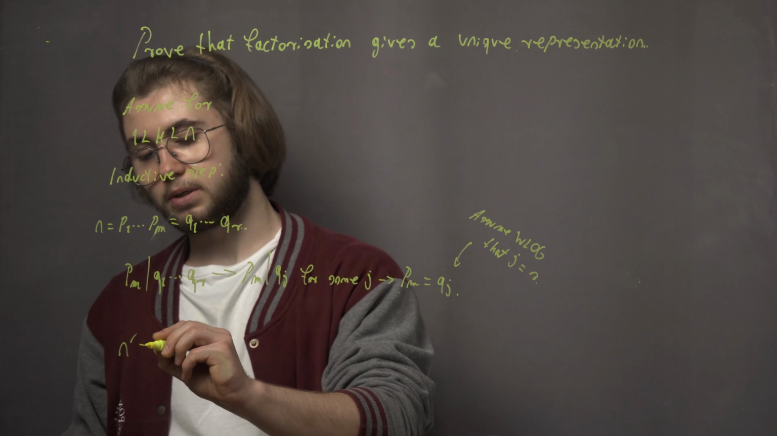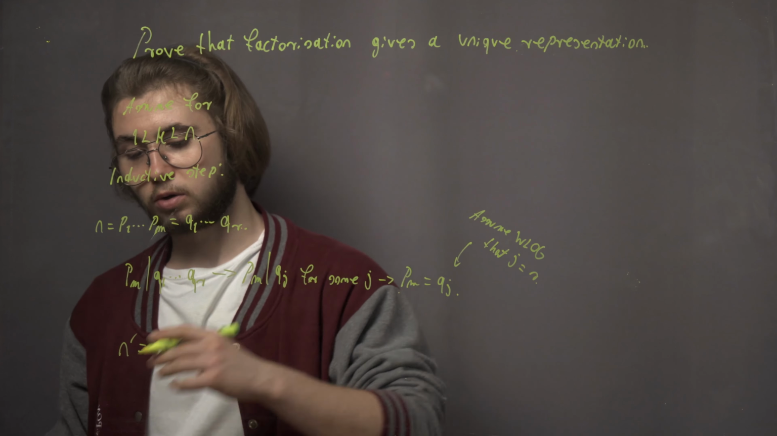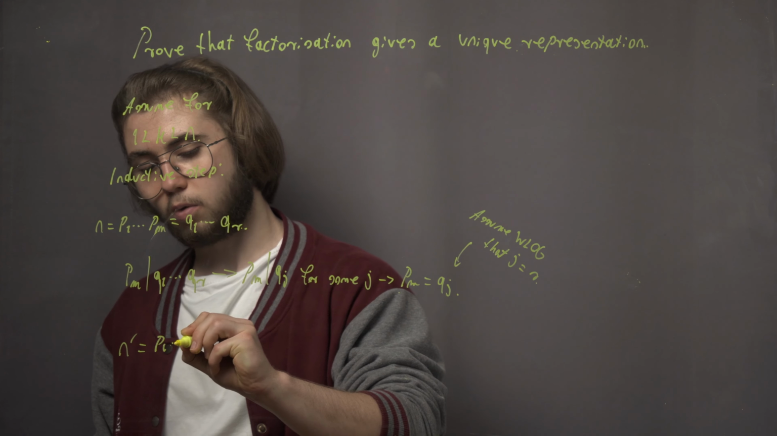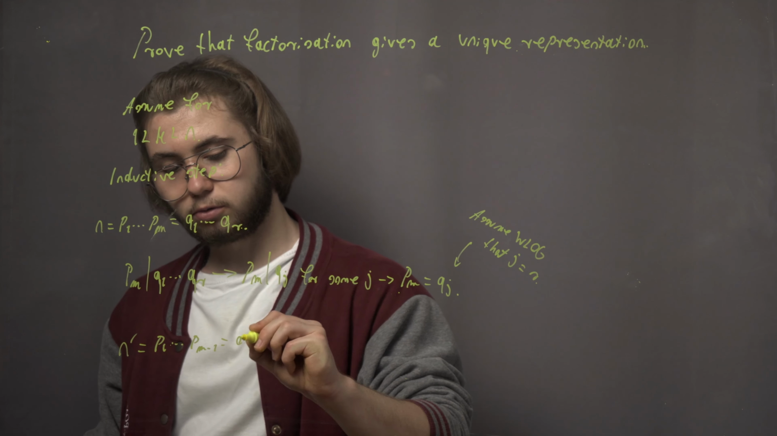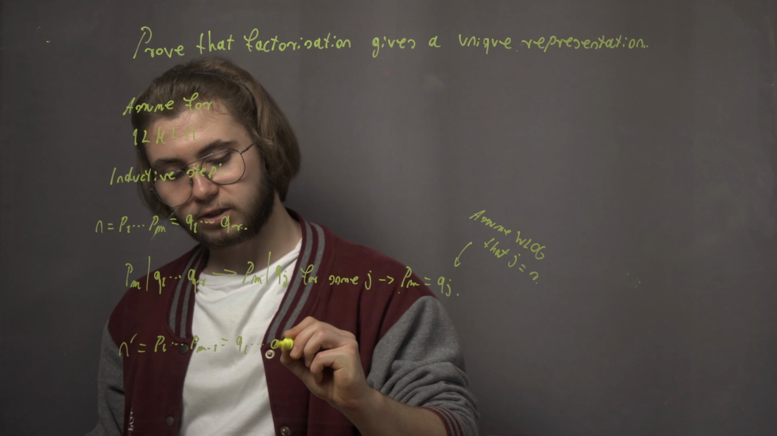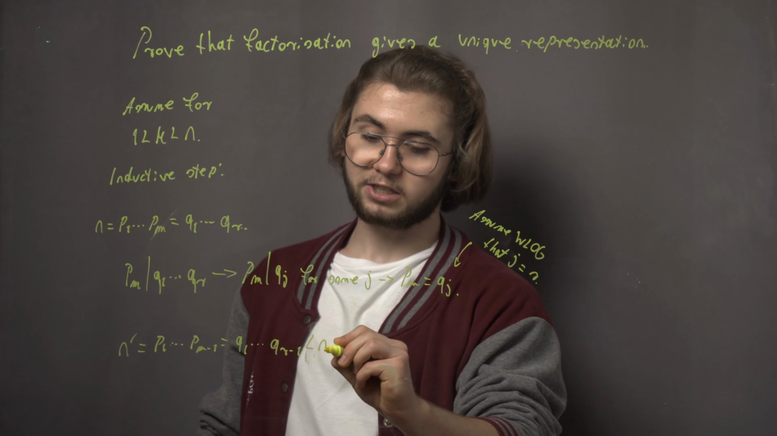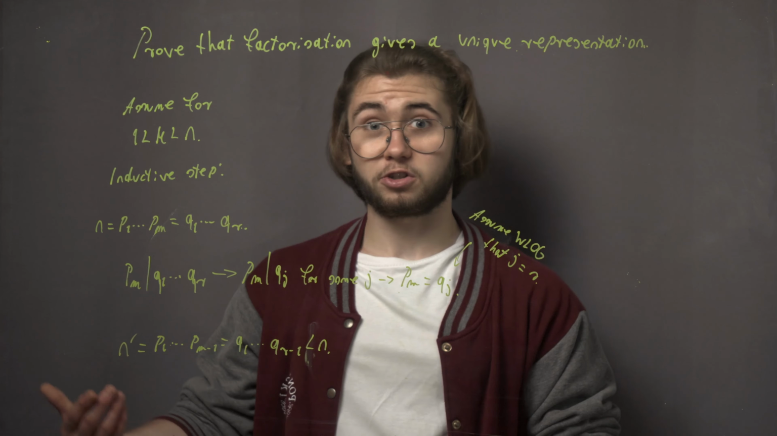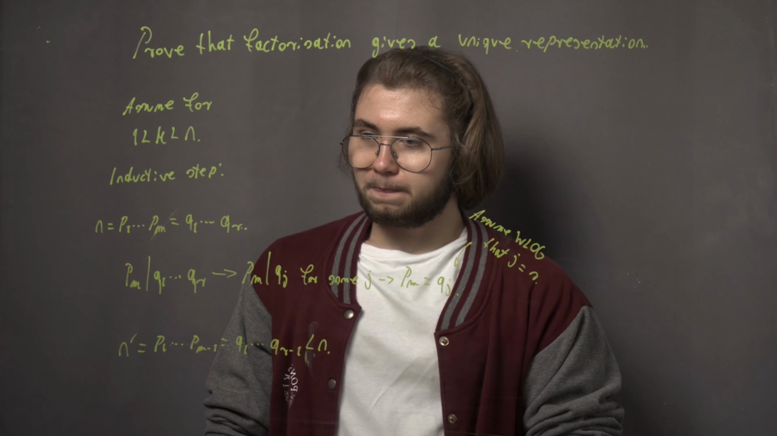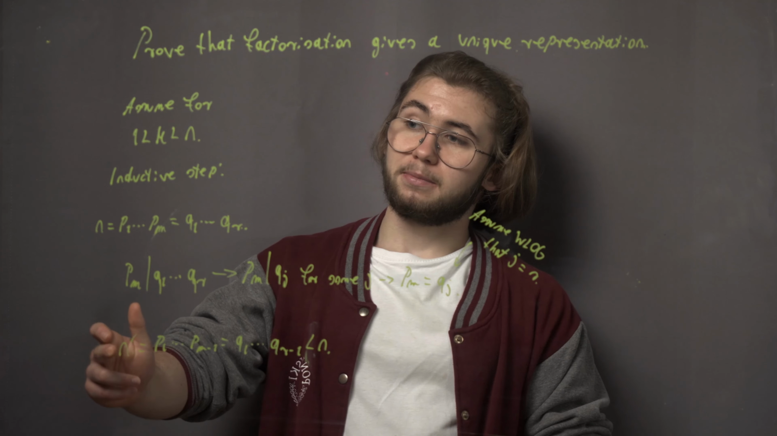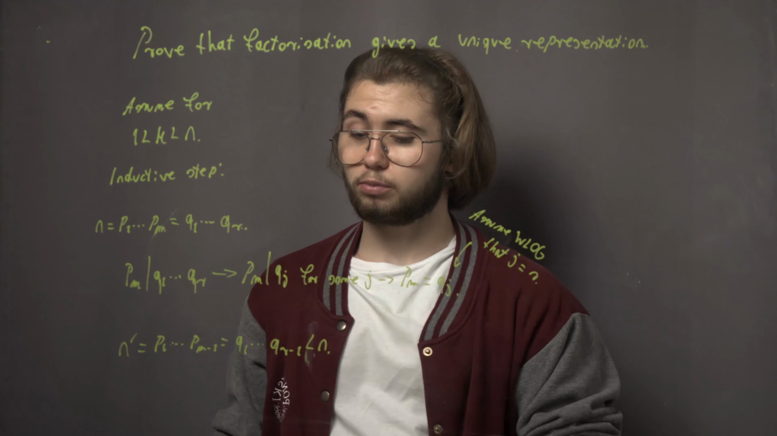And n prime will be n, however, without that p sub m and q sub r in its two representations. So it will be equal to p1 multiplied up to p sub m minus 1. It's going to be also equal to q1 multiplied up to q sub r minus 1. And this is going to be strictly less than n, because we divided by something that is for sure not a 1. Perfect. That's really perfect because now for n prime, we can use our inductive assumption.